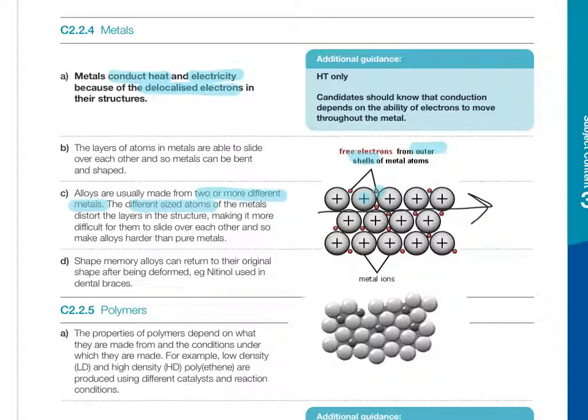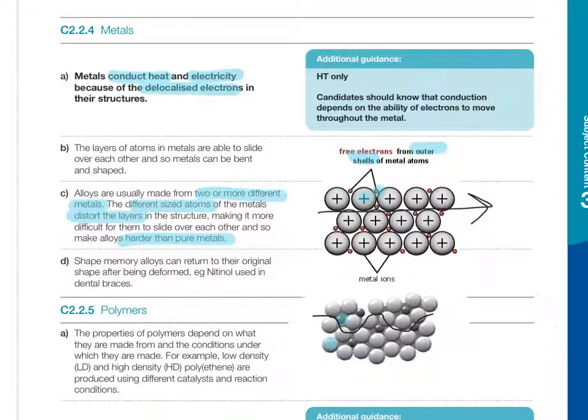And the different size atoms of those metals, so here's one type of metal, here's another type of metal, actually distort the layers in the structure, so it changes the layers. It stops them being in such a neat, uniform order, and that actually makes it much harder for those layers to slide over each other. So if you look at this example here, it wouldn't really be that easy for these layers to slide over each other because of that distortion, because of that change in the shape. And that means that your alloys are much harder, they're much stronger than your metals.